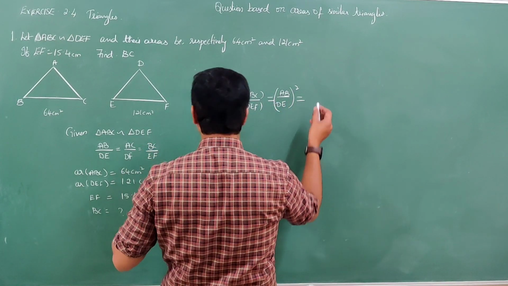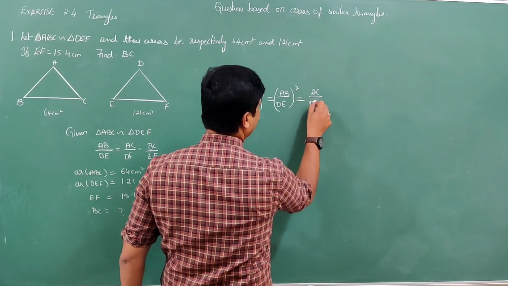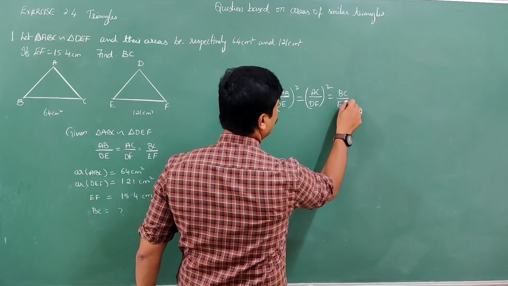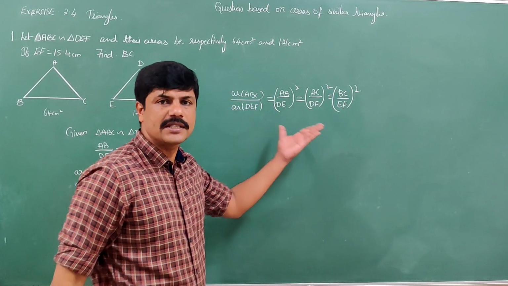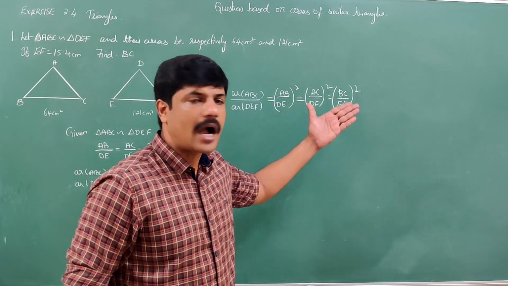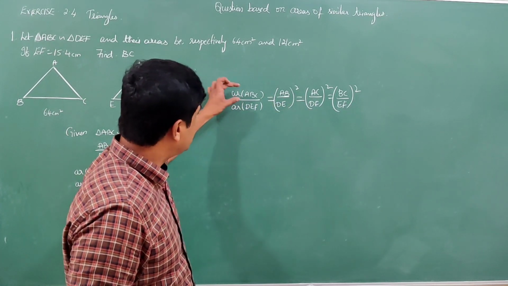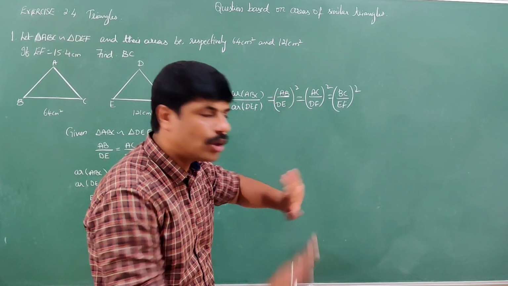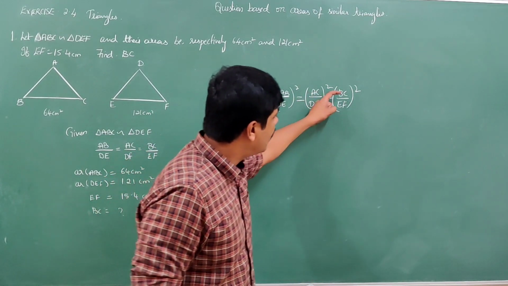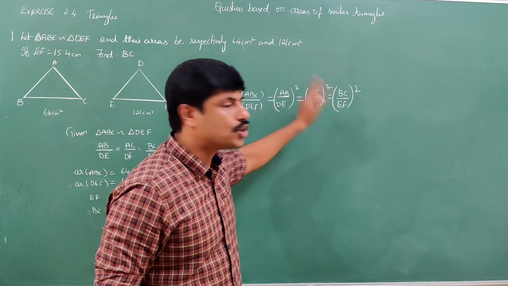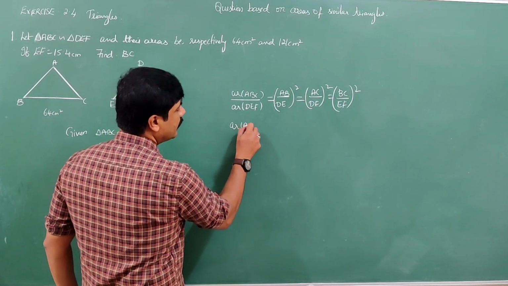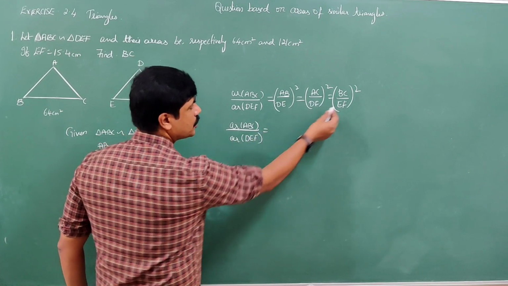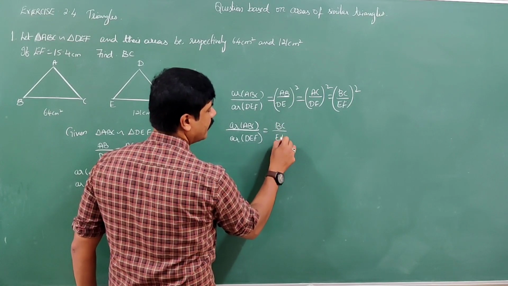Or AC by DF whole square, or BC by EF whole square. Any one of the corresponding sides ratio squared you can take, according to what is required. Here, area of DEF is given, and AB, DE, AC, DF values we don't know, but BC we have to find and EF is given. So we take area of ABC divided by area of triangle DEF is equal to BC by EF whole square.